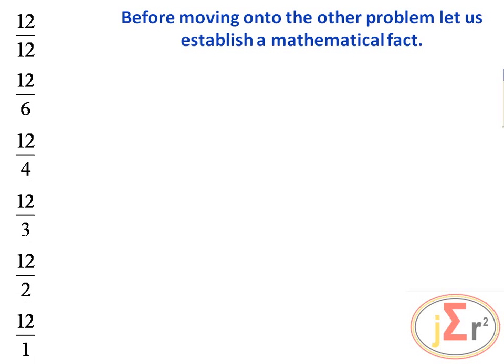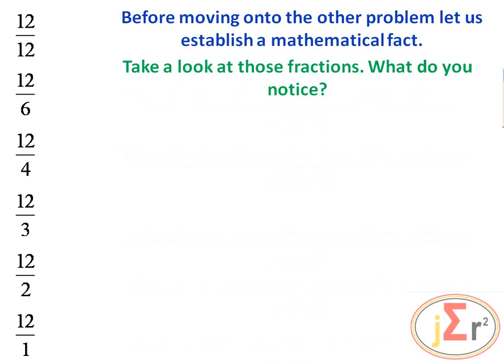What do you notice about those numbers, Jerry? The numerators are all 12. Right. The numerators are all 12. They are all the same. Take a look at those fractions. What do we notice? We notice that the numerators are all the same.